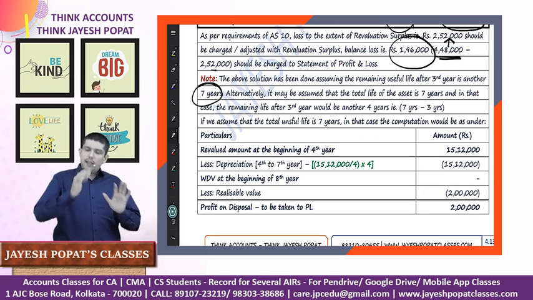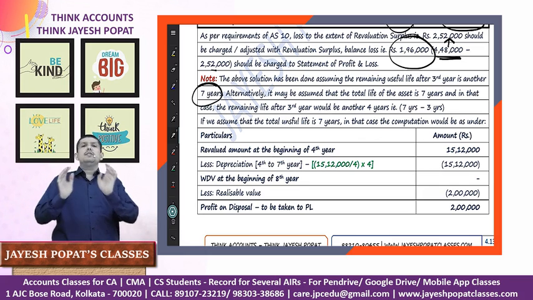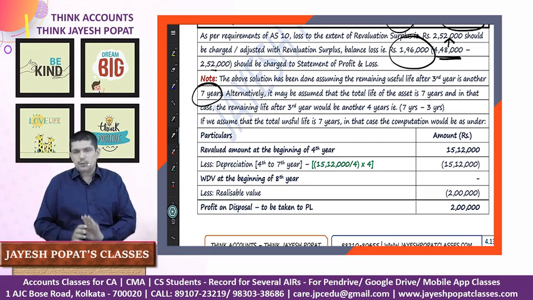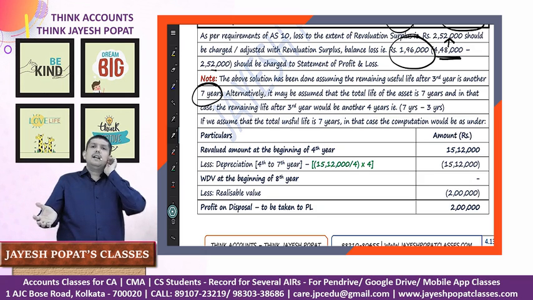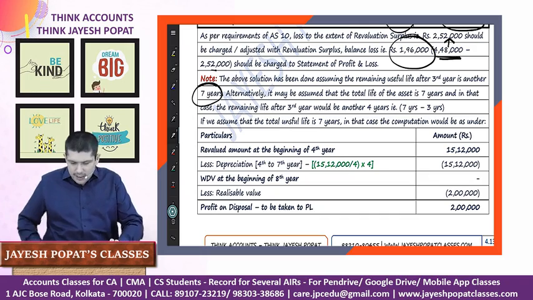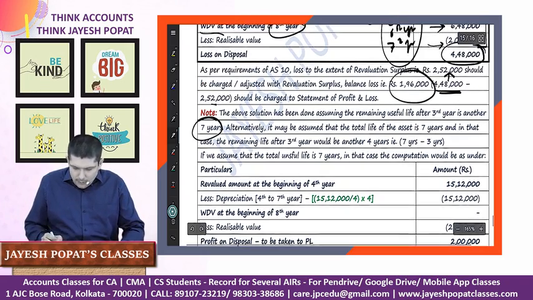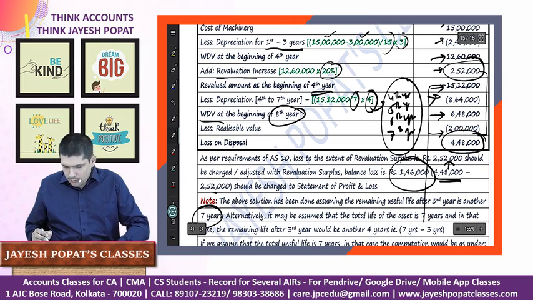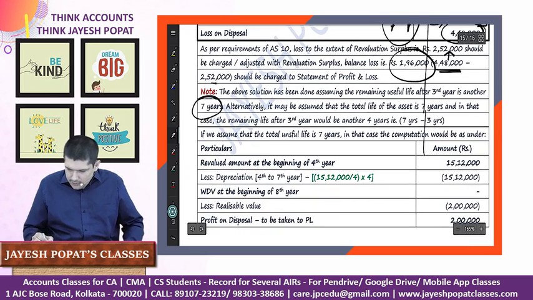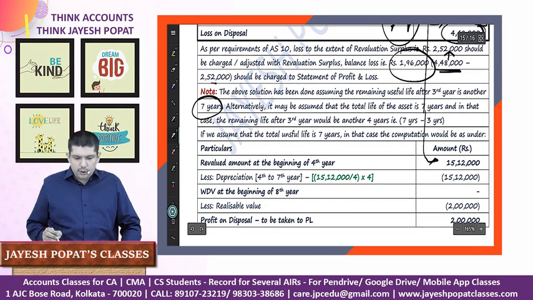have used, right? The total life is 7 years, so now it can be used for the remaining 4 years only, which is the 4th year, 5th year, 6th year, 7th year, and in the 8th year we are disposing of that machinery. In that case, we will say the revalued amount at the beginning of the 4th year that we have already calculated here, so the same amount we will directly use, right? This is the revaluation amount at the beginning of the 4th year.